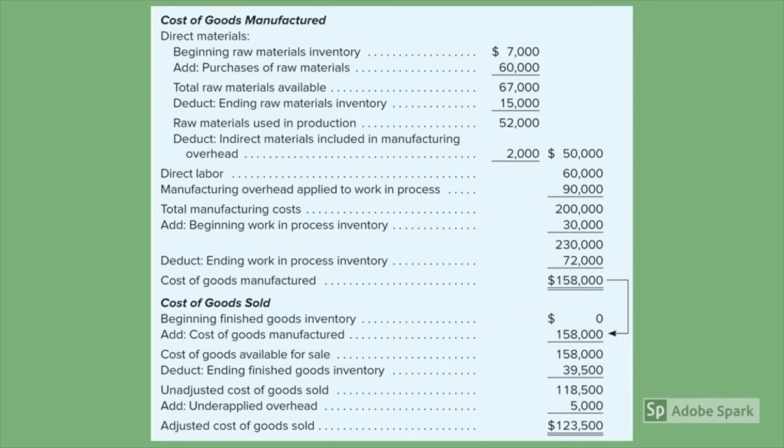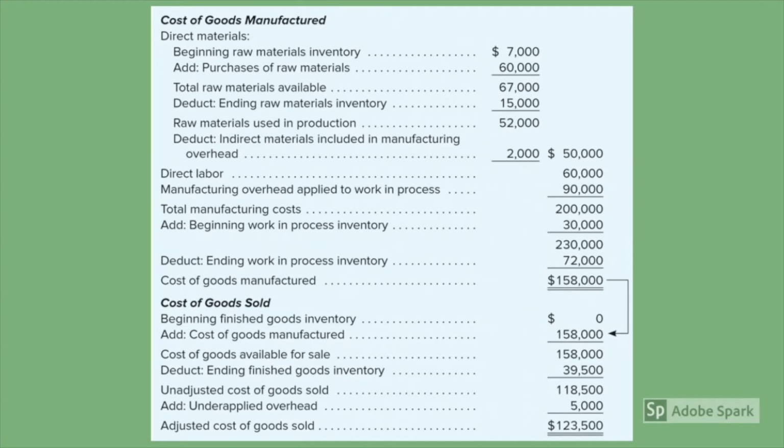Once you have your total manufacturing cost, you add in your beginning work in process inventory and deduct any ending work in process inventory that you may have left over to get your cost of goods manufactured. You then plug that into your cost of goods sold statement, where you have your beginning finished goods, and then take out your ending finished goods, and then you may have to add or subtract any over or underapplied overhead to get your cost of goods sold.